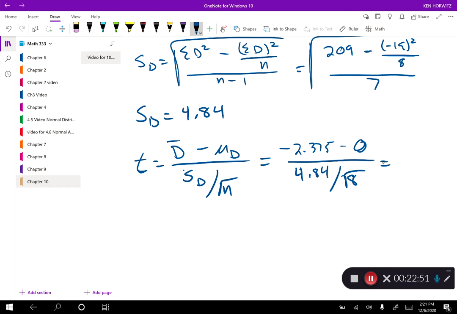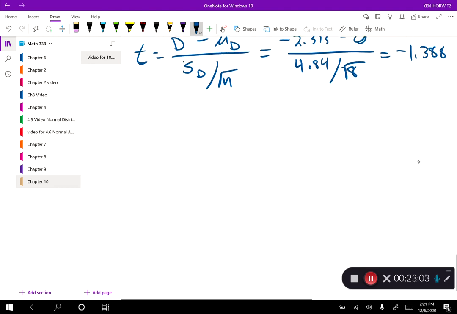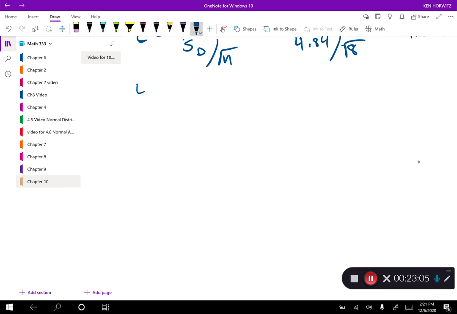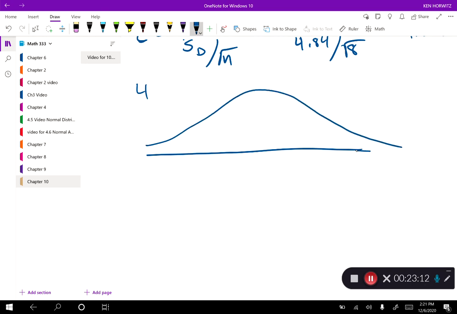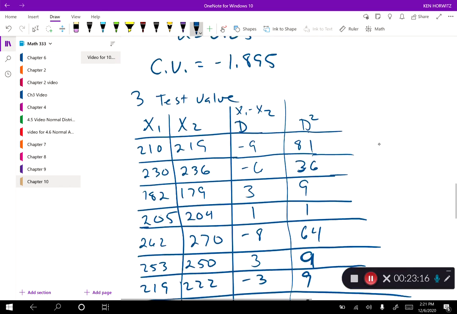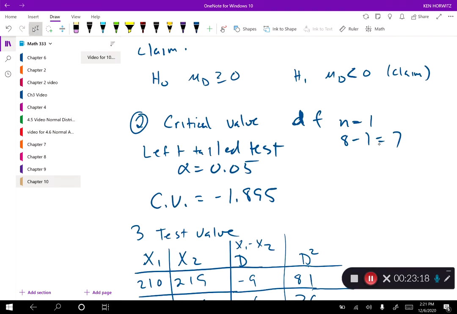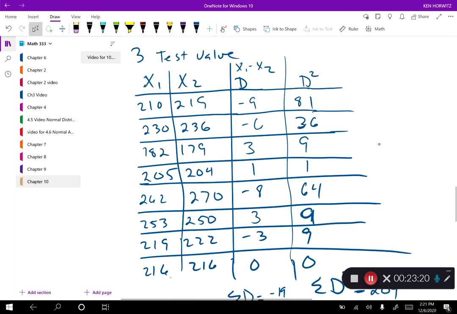All right, so I got negative 1.388. Hope you did too. And now we need to make a decision. When we make a decision, we can create a graph. I like creating the graph, as I've said on numerous occasions. And let's go back to our critical value. Our critical value was negative 1.895.